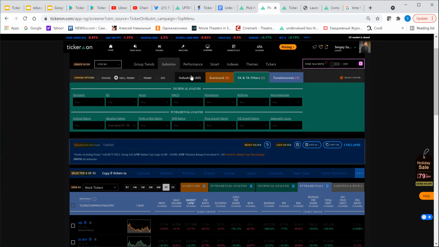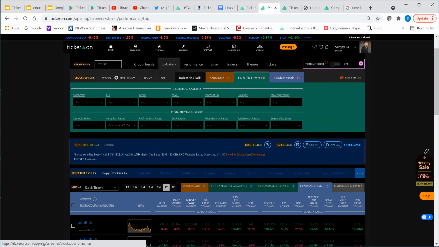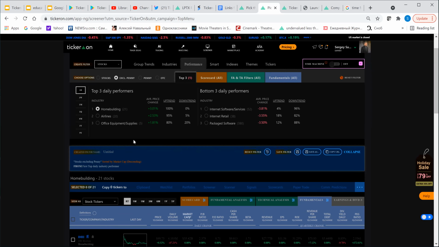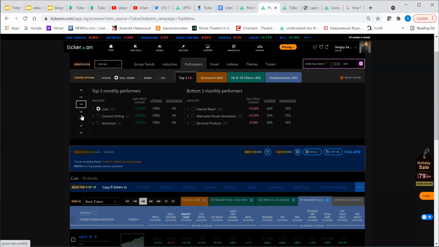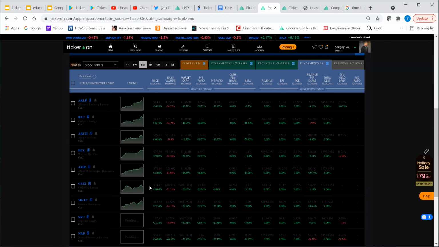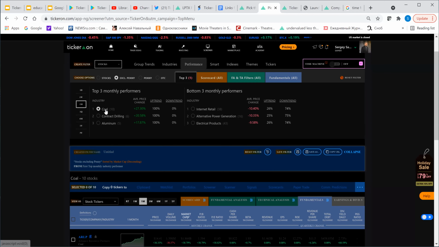Now, so this is the way to build the features. So let's see, there are some other interesting tabs. For instance, we can see who were the top daily performers or bottom three daily performers for the day, for the week, for the month, okay? And you see coal industry, and you immediately see the results. So that means for a month, coal industry was the top performer, 27%, and in the uptrend, you see, kind of really easy to use.